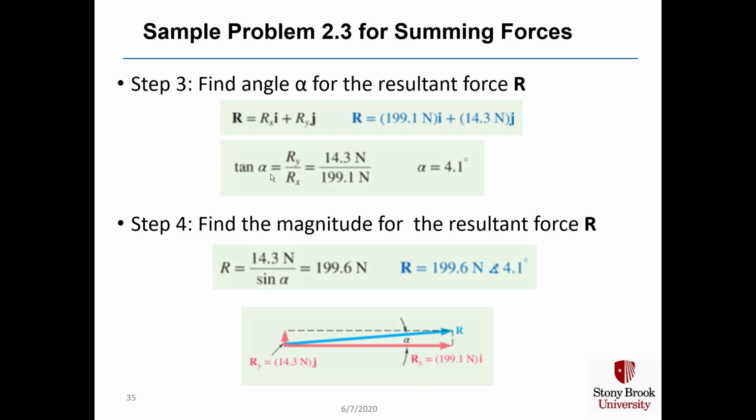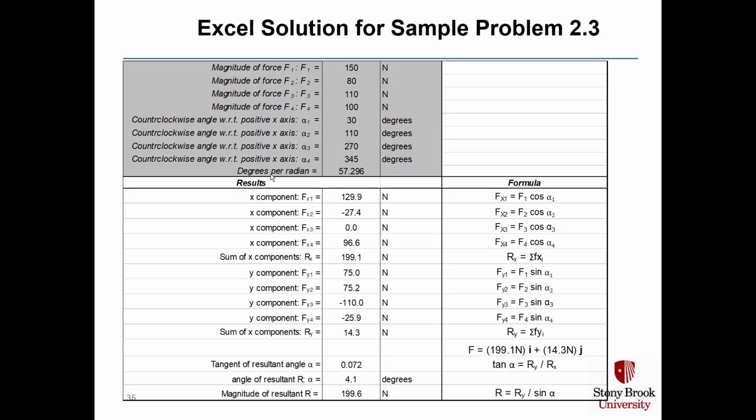Now we need to find the magnitude for the resultant force R. We can take it as 14.3 newtons over sine alpha and get 199.6 at an angle of 4.1 degrees. Alternately, we could have taken the square root of 14.3 squared plus 199.1 squared, and we still would have gotten 199.6 newtons. Here's an Excel solution for you showing step by step how we calculate all the values.